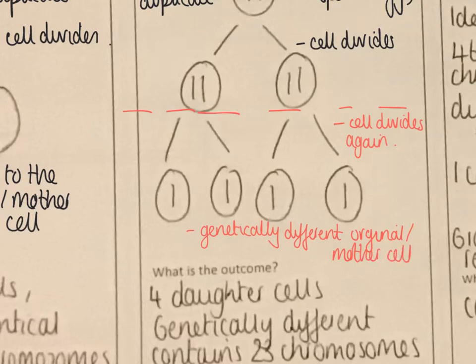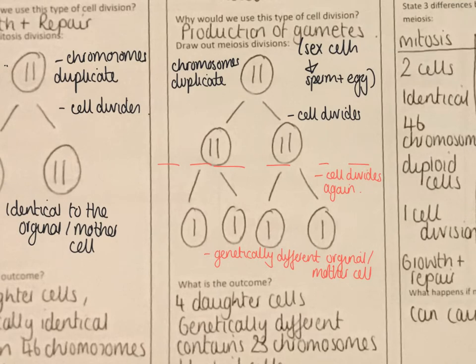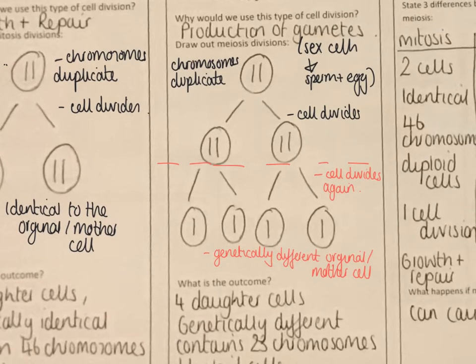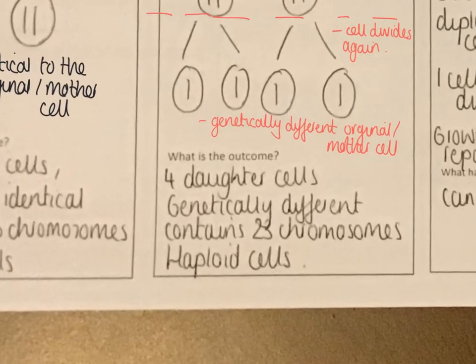So as you can see, they contain half the number of chromosomes, because we started with 2 and we've ended with 1 chromosome in each. If we're looking at a human cell, we'd start with 46 and we would end with 23 chromosomes in our cells. So the outcome then, we produce 4 daughter cells, as you can see, 1, 2, 3, 4.